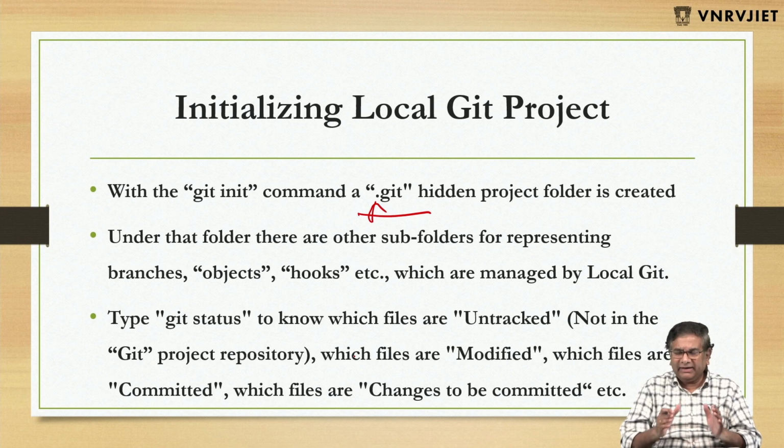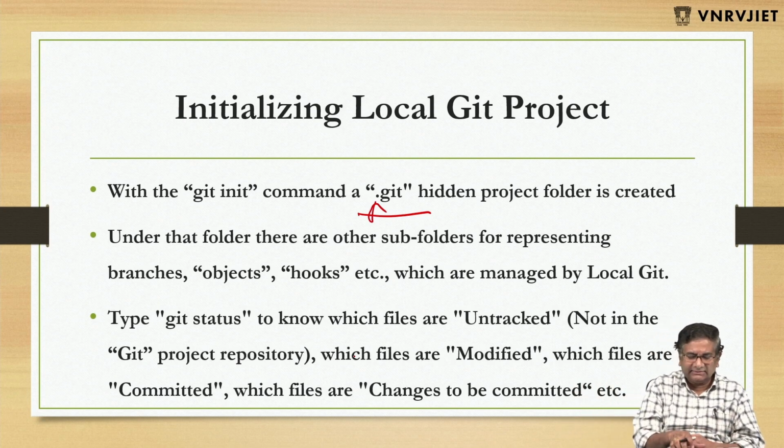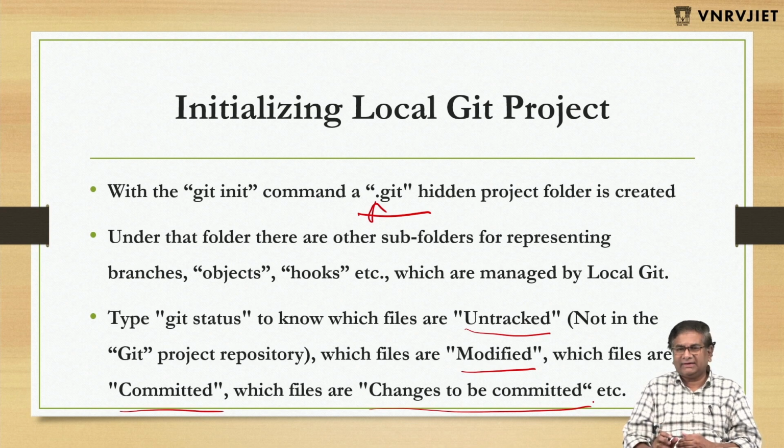By default, when a folder is made into a Git repository, the files in the directory do not automatically get into the Git repository. We have to put them into the repository. Again, same with its subfolders, right? So that's what it is. There are certain statuses like untracked, modified, committed, changes to be committed. All these are different statuses. We'll talk about them in the subsequent slides.